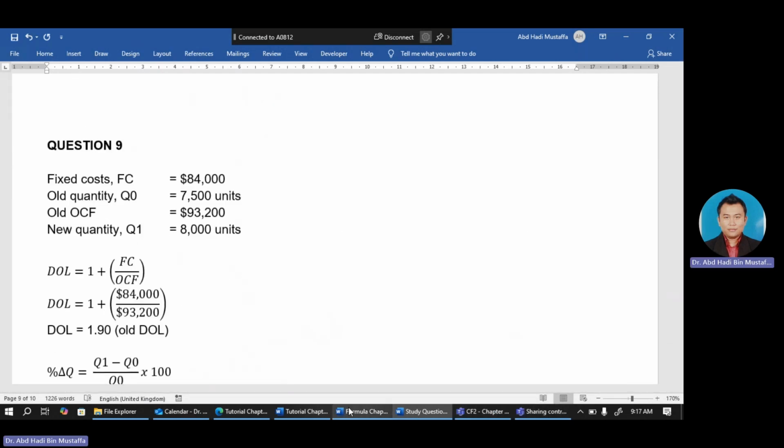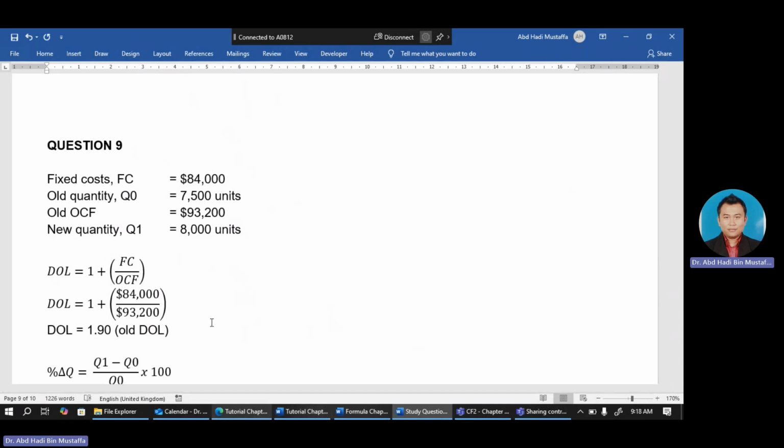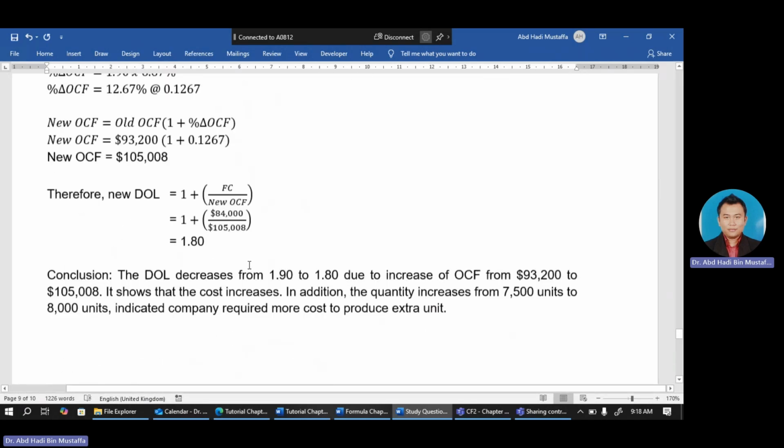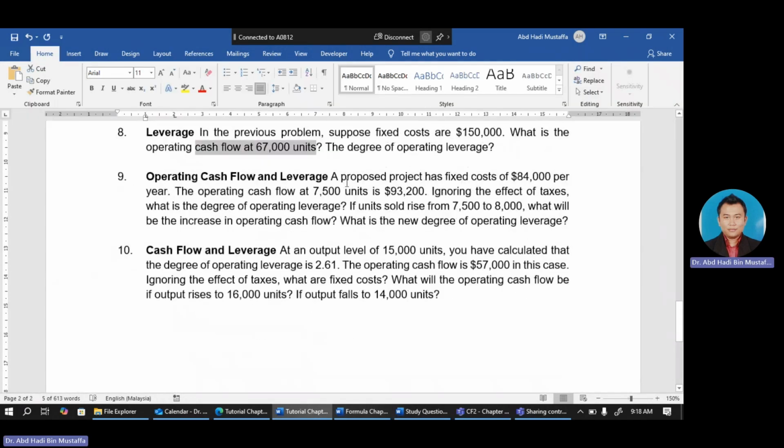Okay, any questions so far? No? Okay, let's move on to question number 9. And then question number 9. Let me brief you a little bit about question number 9. Okay, you see here, a proposed project has a fixed cost. Dia fixed cost dah bagi. Operating cash flow, OCF untuk 7,500 unit pun dah bagi 93,200. You tak payah kira OCF yang lama. And then, what is the degree of operating leverage? Maknanya DOL. Okay, so kita pergi kat DOL dulu.